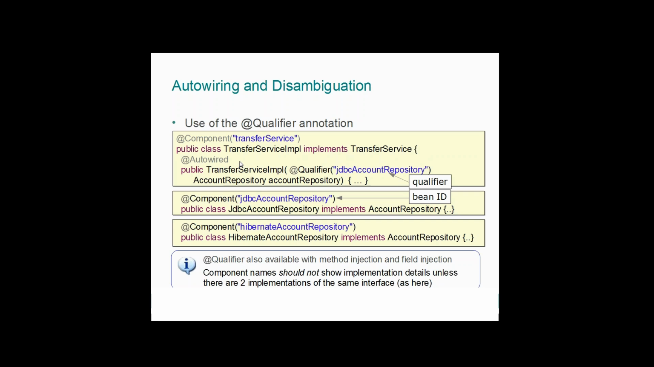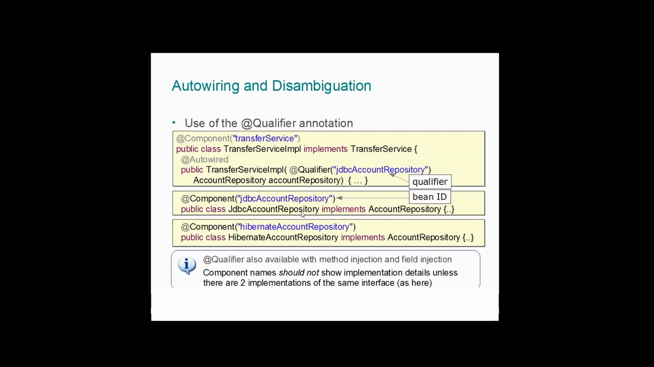The way I resolve this manually is using the qualifier annotation. In the qualifier, I add this qualifier to pick up this JDBC account repository bean ID. That means this implementation object gets injected into this account repository object, part of the constructor. That's how I resolve it using a qualifier annotation. The qualifier I can use at the same level wherever I have added Autowired, at the different levels: you can use it at the method level, also field level. This is to be used only when there are two implementations of the same interface available.